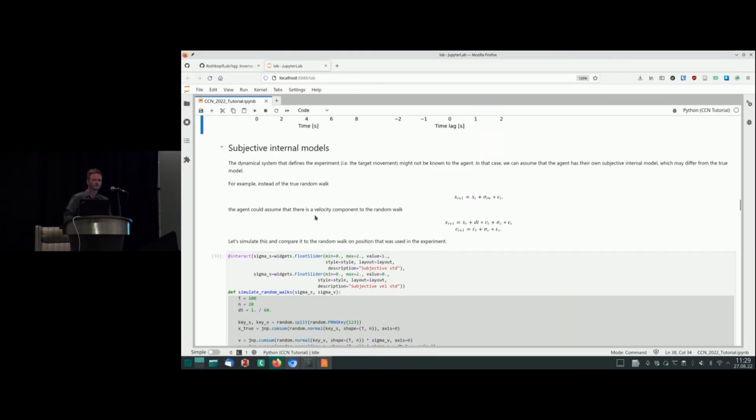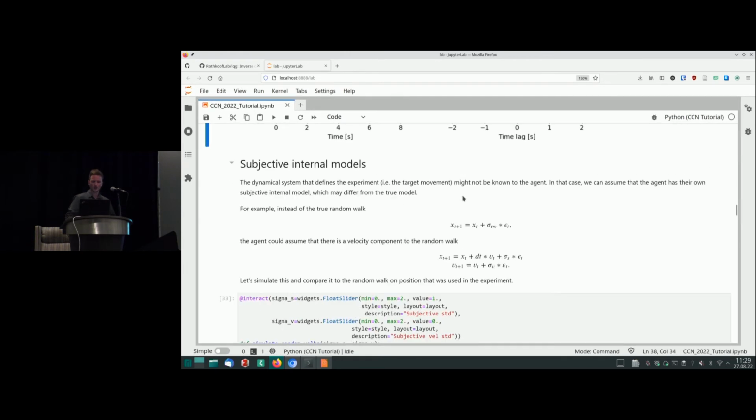Okay, so far we have assumed that the agent perfectly knows the statistics of the target random walk. But instead of this true random walk, where we only have this standard deviation of the position random walk, we could think that the agent assumed that there's a velocity component to this random walk. So the position at the next time step is given by the position at the previous time step, plus some velocity times the time constant, plus a subjective version of this random walk standard deviation. And the velocity is given by the previous velocity plus the standard deviation of a velocity component of this random walk.